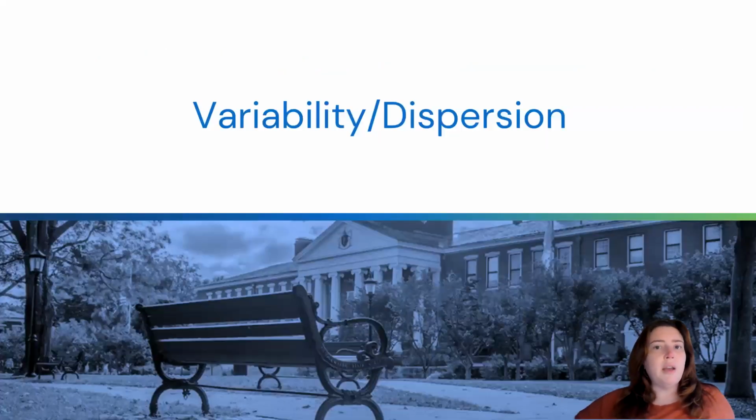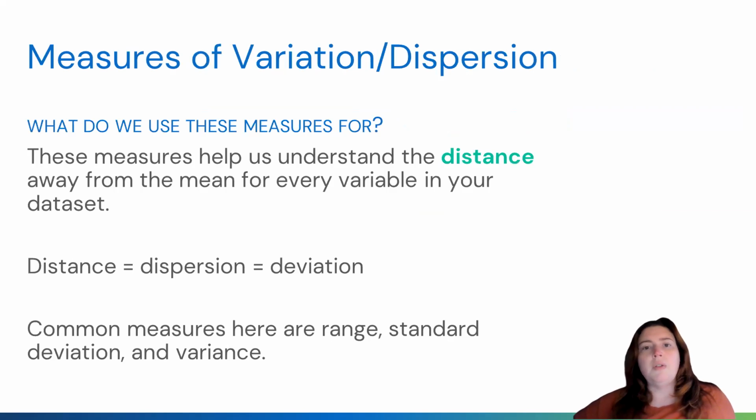Now let's look at the final category of descriptive statistics. So variability and dispersion. It's basically the same thing. So what do we use these measures for? So these measures help us understand the distance away from the mean for every variable you have in your data set. And by distance, I really mean dispersion or deviation. So those words all mean the same thing. So if you hear someone say deviation, it really just means how far away am I from the mean. Common measures here again are range, standard deviation, and variance.